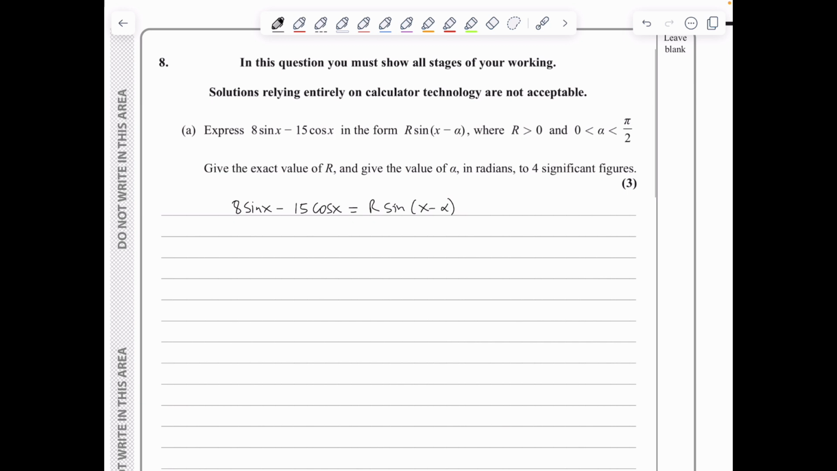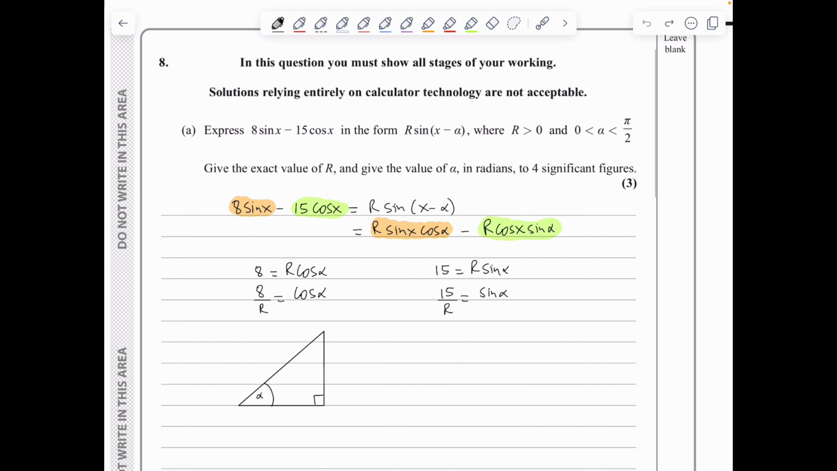I will be using the compound formula for sine of a plus b to expand the right hand side into r sine x cos alpha minus r cos x sine alpha, and then I will be equating the sine x terms and the cos x terms. So the 8 sine x is equal to r sine x cos alpha, and the 15 cos x is equal to r cos x sine alpha, which leads to 8 being equal to r cos alpha and 15 being equal to r sine alpha. This simply means that 8 over r is equal to cos alpha and 15 over r is equal to sine alpha.